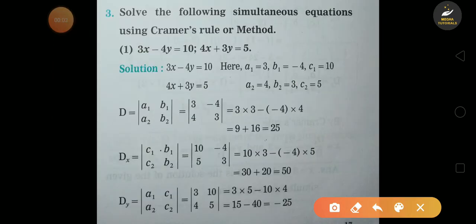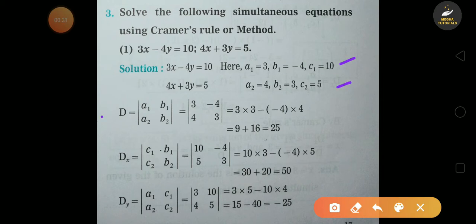Question 3, solve the following simultaneous equations using Cramer's rule or method. In that, the first question is 3x minus 4y is equal to 10, equation 1, and 4x plus 3y is equal to 5, equation 2. From equation 1 we can write a1 is equal to 3, b1 is equal to minus 4, and c1 is equal to 10. And from equation 2 we can write a2 is equal to 4, b2 is equal to 3, and c2 is equal to 5.